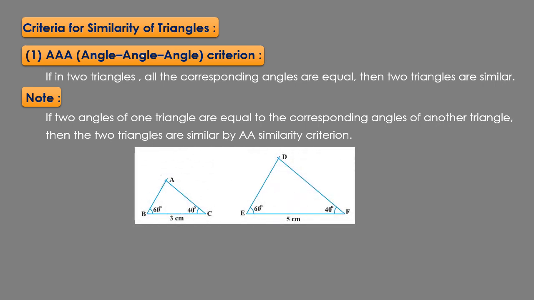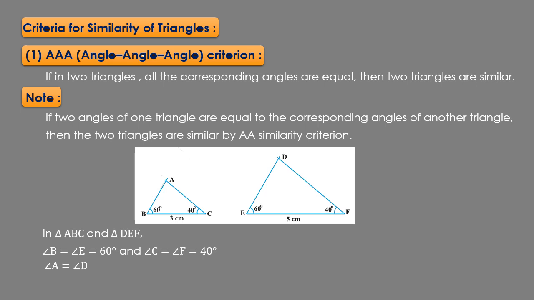Here let us consider triangle ABC and triangle DEF. In these two triangles we can see that angle B is equal to angle E because each of them is 60 degrees, and angle C is equal to angle F because both of them are 40 degrees. Now if you find the measurement of angle A, it will be 80 degrees by angle sum property of the triangle. Similarly, if you find measurement of angle D in triangle DEF, that will also be equal to 80 degrees by using the angle sum property of the triangle. So automatically our third angle becomes equal.